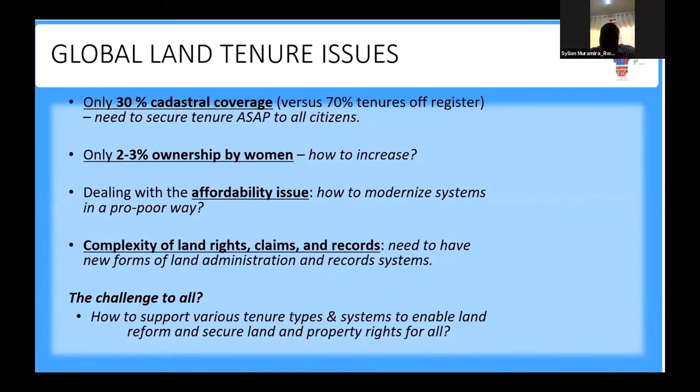And again, we have indication that women are really affected, with almost 3% who have actually been able to step up the ladder of tenure security. So how do we really improve this? And then there are the affordability issues: how do we make systems more attainable in a country, so they can be used without relying on very expensive and complex technologies that take time to establish? With this background of issues and global challenges, how do we provide tenure security to all in a sustainable way, but also in a way that we ourselves can deliver effectively and at least cost?